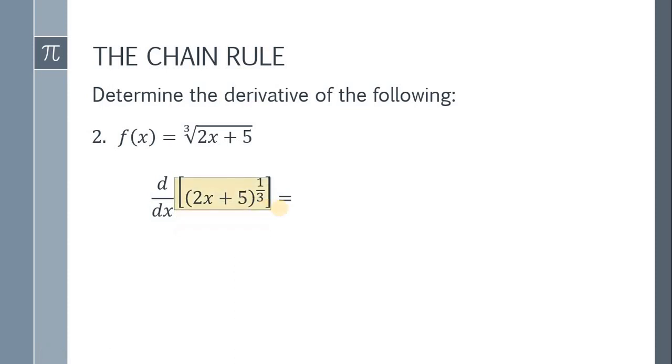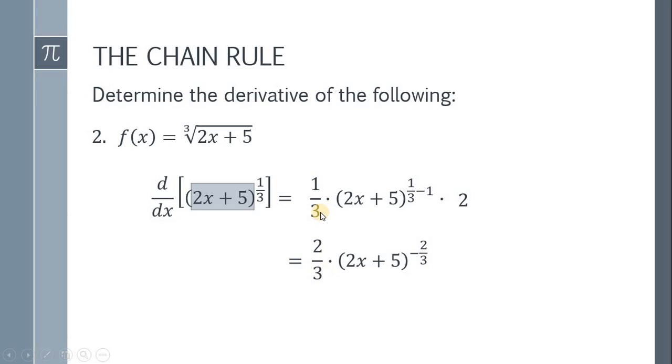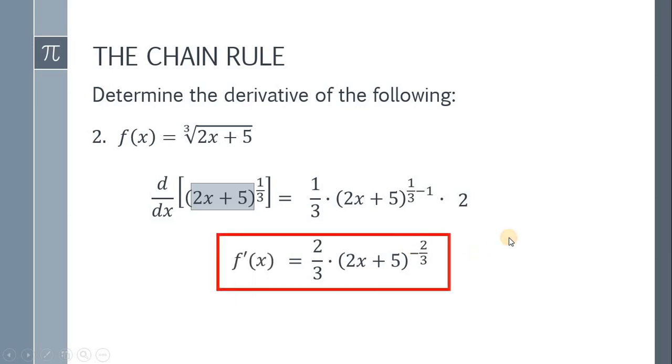So, at this case, pwede natin kunin yung derivative na to using power rule. So, yung 1/3 pupunta sa unahan, multiplied by our function 2x plus 5, and then raised to 1/3 minus 1, times the derivative ng ating function na nasa loob, which is 2x plus 5, at ang derivative niyan is simply 2. Now, simplify natin. This becomes 2/3 times 2x plus 5 raised to negative 2/3, and we're done. Ito na yung ating f prime of x.